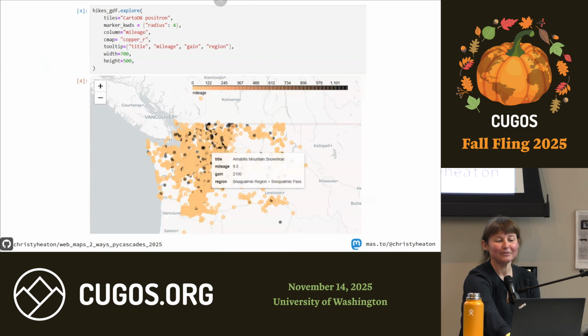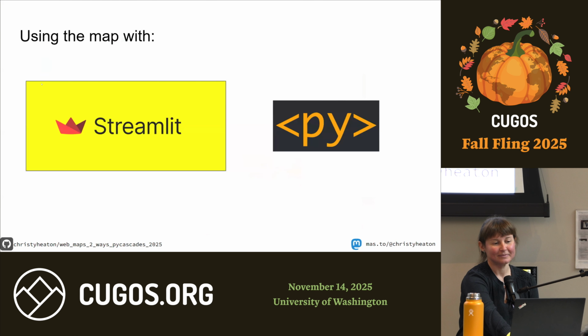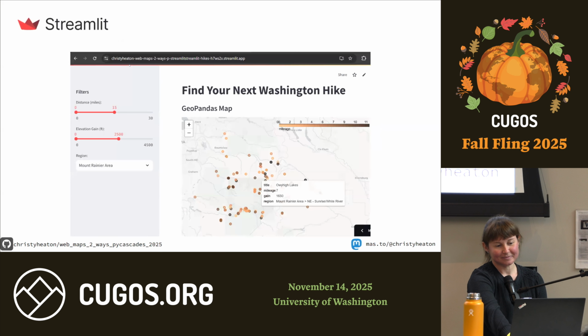So this little bit of code is what we're going to end up using in our Streamlit and our PyScript dashboards to ultimately make the map. So let's make a dashboard that uses this map using Streamlit.